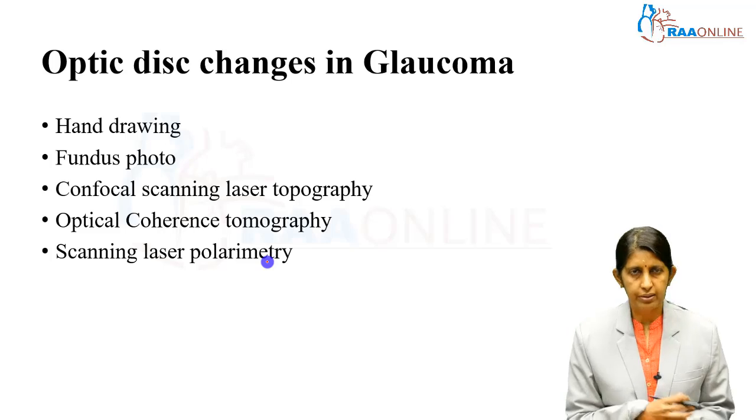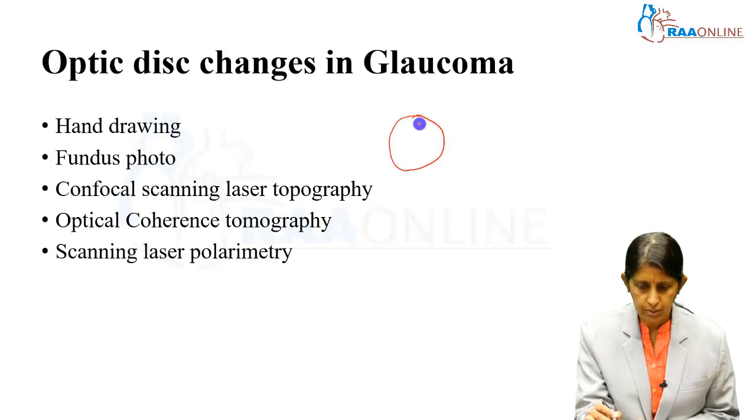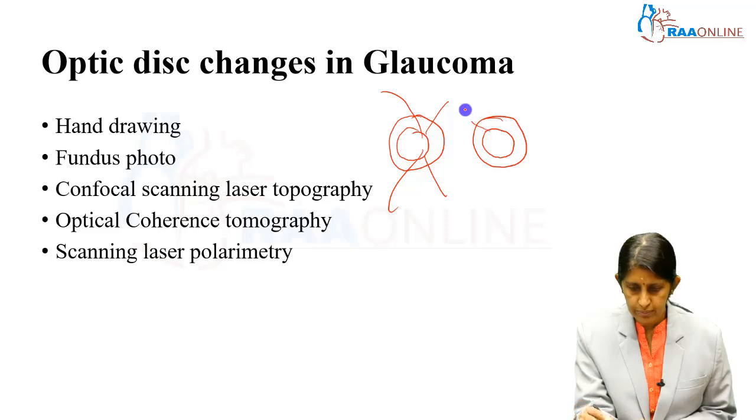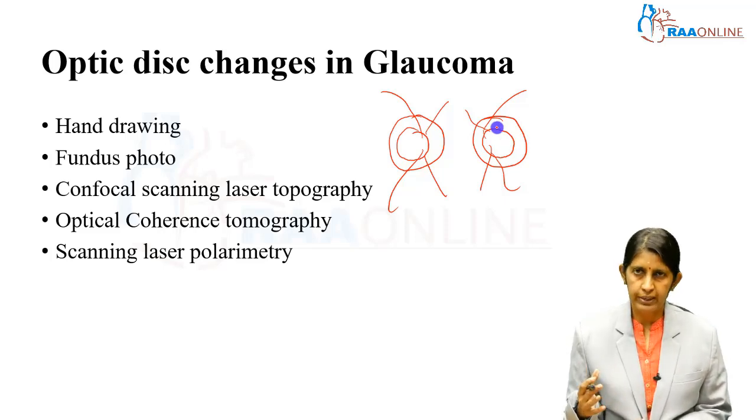The first thing is, hand drawing is always very important. Whenever we see a patient with glaucoma, it is very good to always draw the cup disc ratio. So you will have to draw the cup disc ratio. This is just an example I'm showing you, right eye and left eye. Say the cup disc ratio is about 0.7 in this patient, and you're seeing the blood vessels. So this is a regular hand drawing. It is very, very useful for documentation and follow-up.